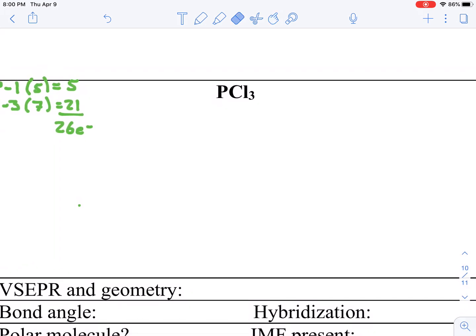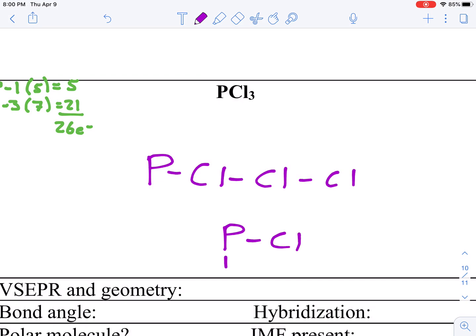Now the next thing that we need to do is actually draw out kind of a skeleton of what our structure is going to look like. So you see there it's PCl3. The first question is what arrangement to put these in. So here are some options. We could draw this thing like this. Right, there's an option. We could draw this thing like this. We could draw it like this. Right, so there are all these different permutations of how you could draw this.